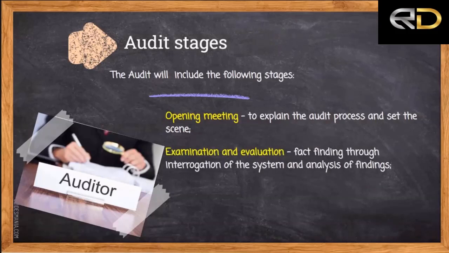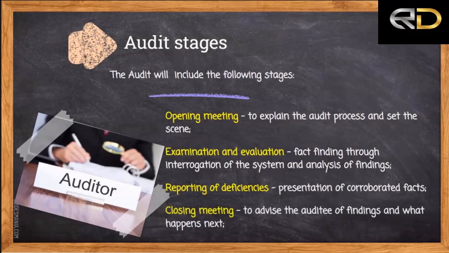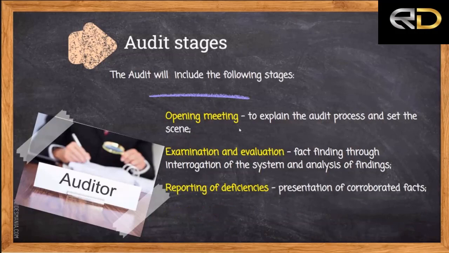Okay. And then after that, you start using the audit checklist for examination and evaluation. This is now fact finding. This is when you start gathering your audit evidence. And then after that, you report and present your corroborated facts, and then you end up advising the auditee on what happens next.